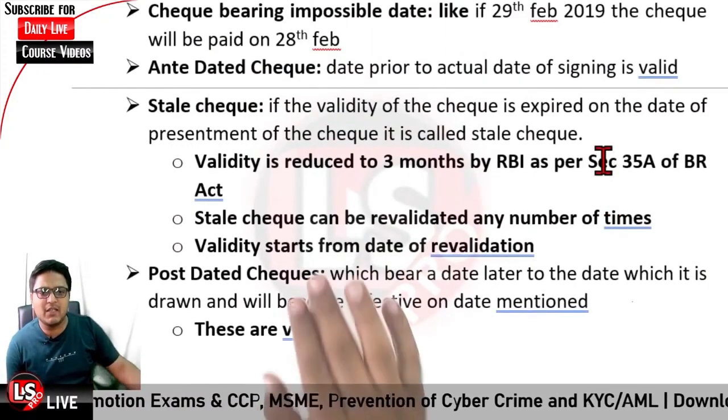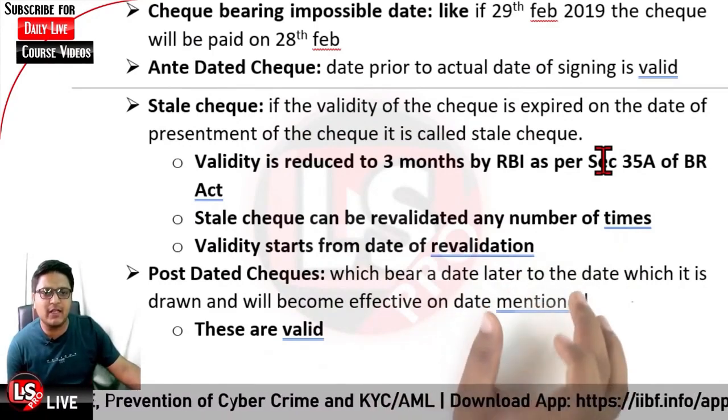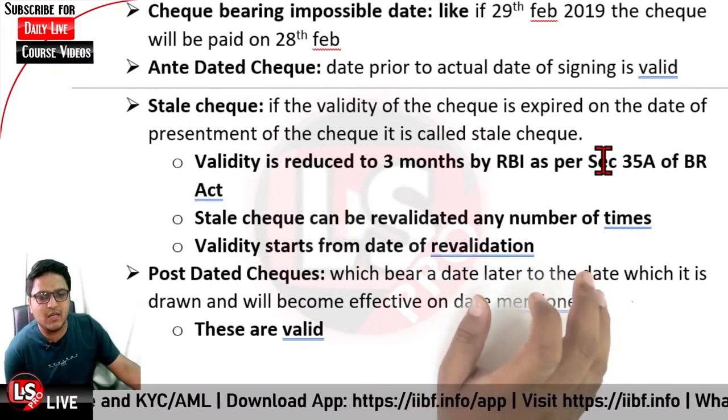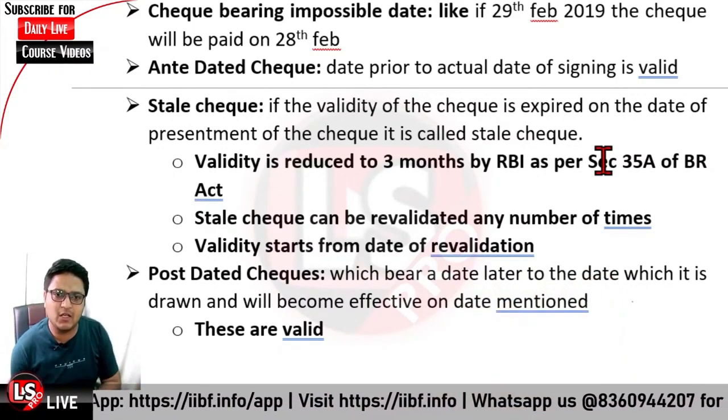Then a stale check can be revalidated any number of times, and the validity will start from the date of revalidation.